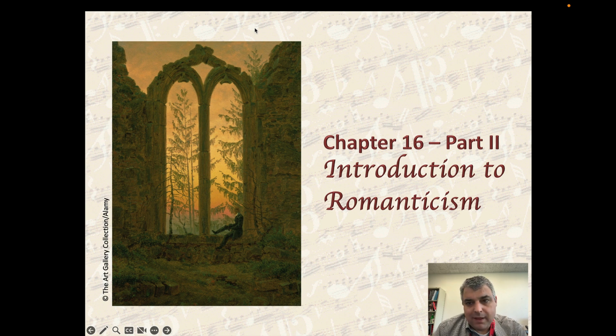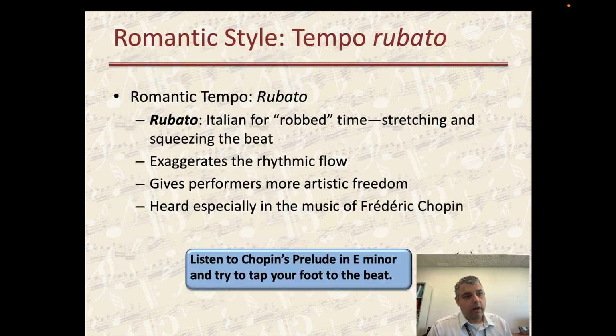Good afternoon. This is Chapter 16, Part 2, Introduction to Romanticism. I'm going to talk about rubato, and rubato is a term that we definitely want to know. It's associated with the Romantic style, or the Romantic period. You're not going to have this in the Baroque era. You're not going to have it in classical music.